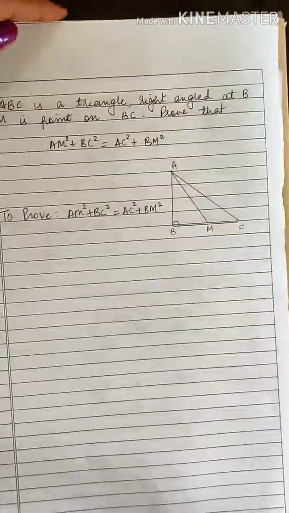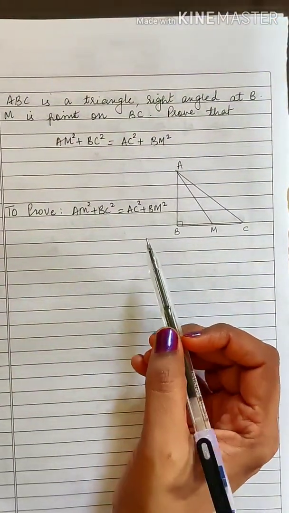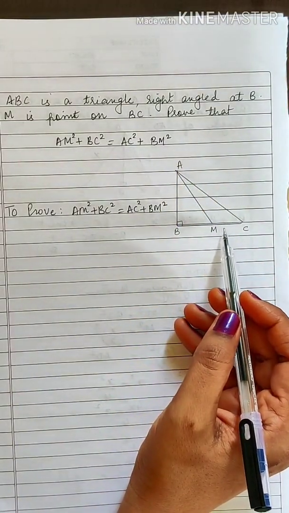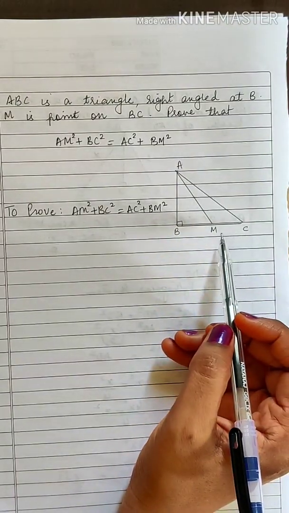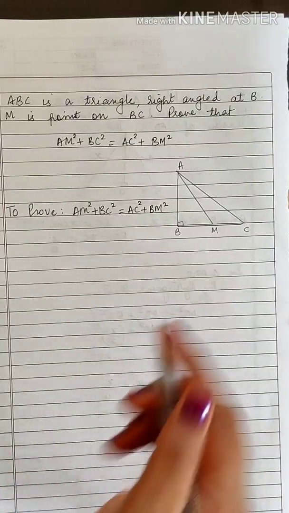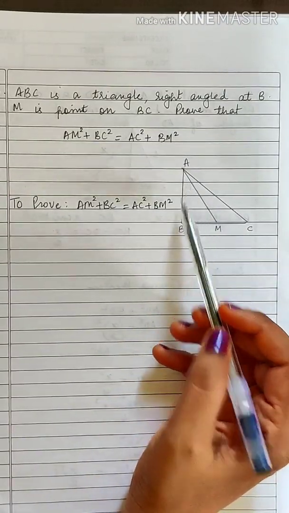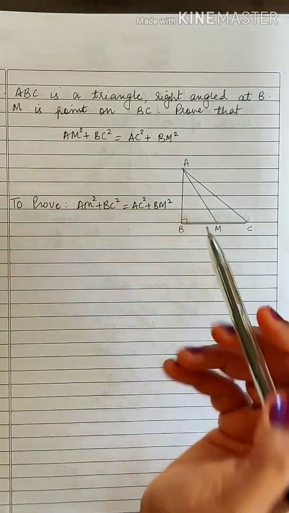Now moving to the next sum. Triangle ABC is a triangle right angled at B. M is a point on BC. Prove that AM square plus BC square is equal to AC square plus BM square. Now this is a right angle triangle. If you observe the figure, you have two right angle triangles. One is triangle ABC, that is your big triangle. The other one is triangle ABM.